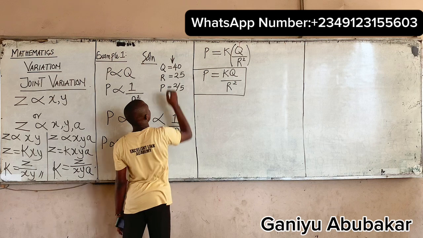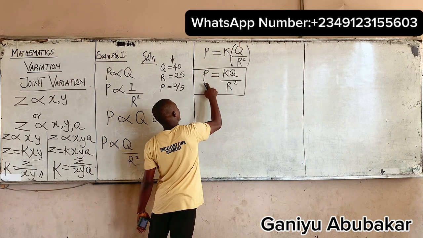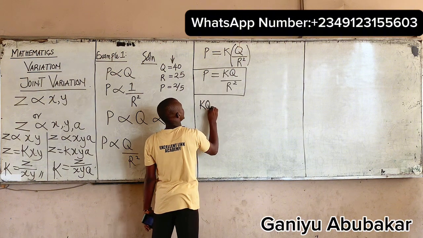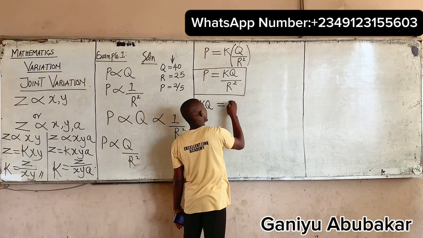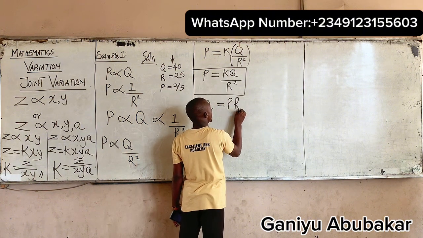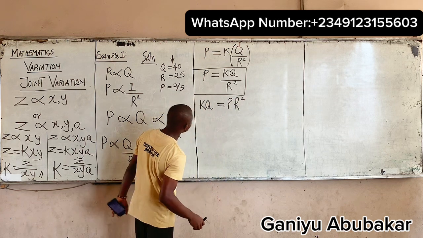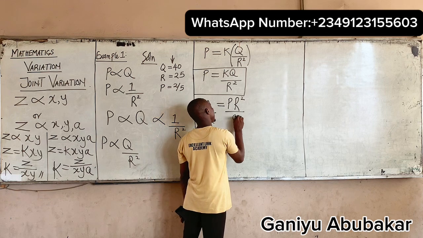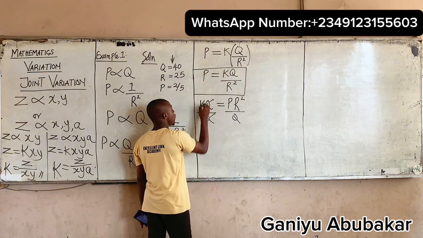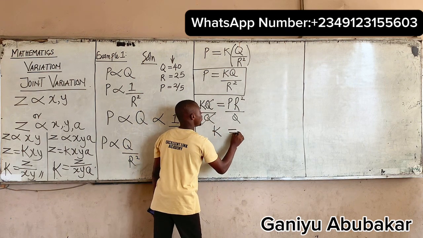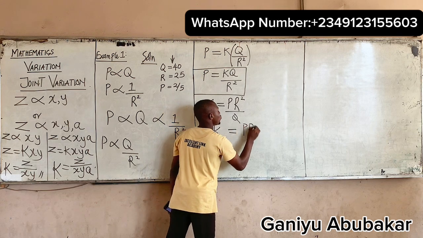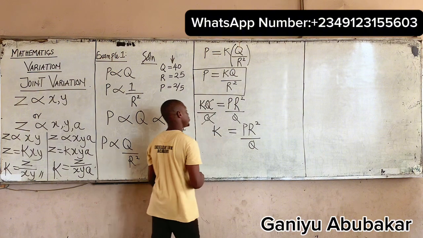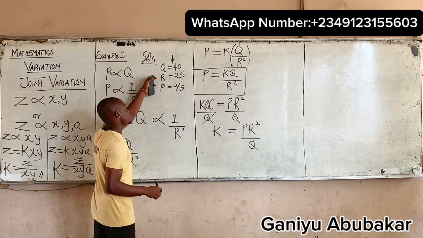From here, there's an easy one. 1 times KQ is KQ equal to P times R squared, which is PR squared. Let's make K subject: divide by Q, divide by Q. So Q cancels Q. I'll have that K is equal to PR squared all over Q.